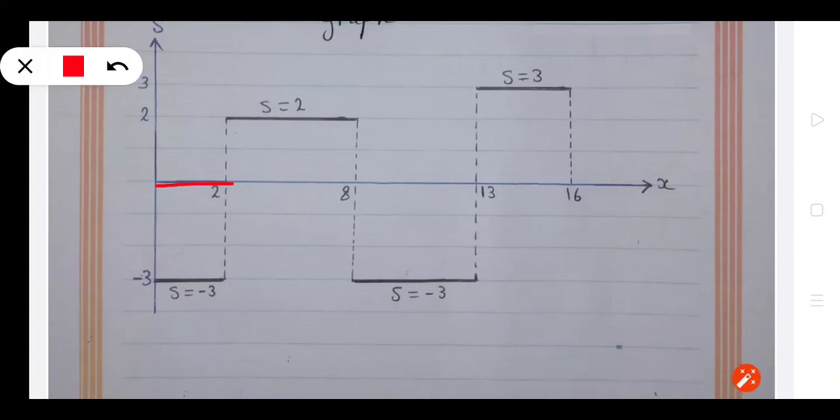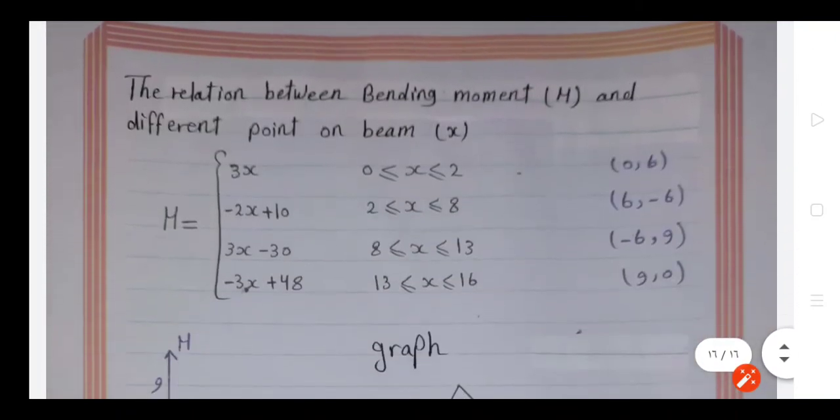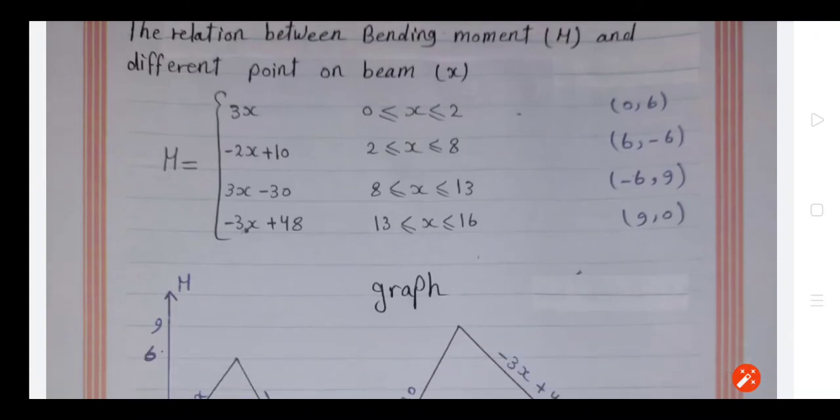From 0 to 2 is negative 3, and from 2 to 8 is 2, and from 8 to 13 is negative 3, and from 13 to 16 is 3, and match these parts by this point. That's the graph for the relation between shearing stress S and different points on the beam X. Now we should find the relation between bending moment M and different points X on the beam. That's M1 and M2 and M3 and M4 and the opposite interval.